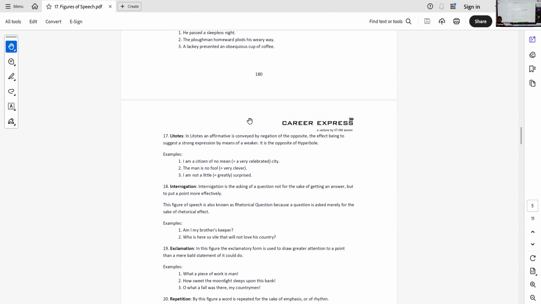It's an understatement. Litote is an understatement. You negate the opposite. Not bad. Bad is opposite of good. Opposite of the negation of the opposite. It creates an understatement. Just as hyperbole is an overstatement, litote is an understatement.